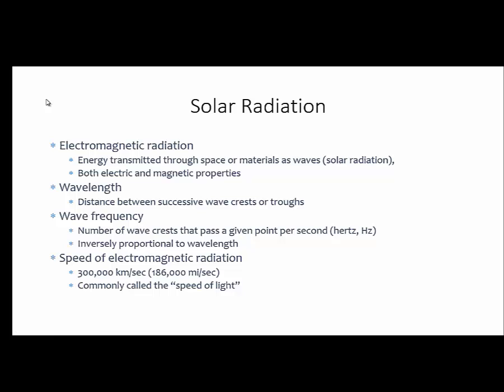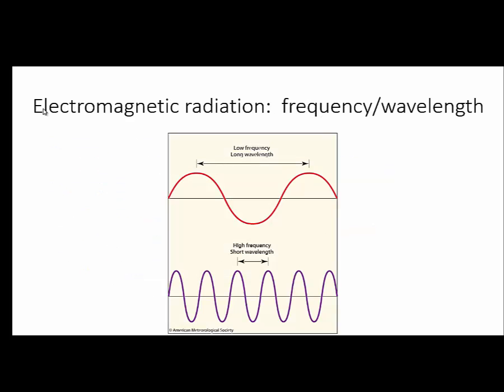We'll show you what that is, the distance between successive wave crests or troughs, wave frequency, the number of wave crests that pass a given point per second. Important aspect down here is the speed of electromagnetic radiation being 186,000 miles per second, and we commonly call that the speed of light. And then here's just a diagram to show you the difference between low frequency and long wavelength, high frequency, short wavelength.